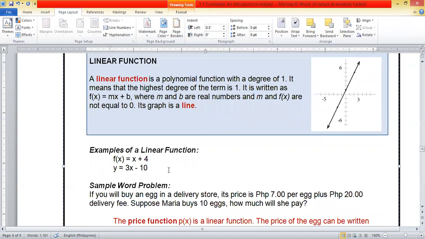Let's have an example for linear function. The highest exponent for x is 1. Remember, when there is no exponent for x, it means that there is 1. Therefore, this is a linear function. Next, what's the highest exponent for x? 1. Therefore, this is a linear function.